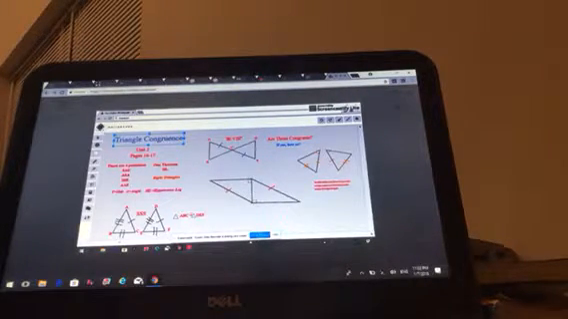4 of those are postulates, which are SAS, ASA, SSS, and AAS. The S stands for side and the A stands for angle. And these are just how to prove that two triangles are congruent. The other way is a theorem, HL. This is specifically for right triangles, and it stands for hypotenuse leg.